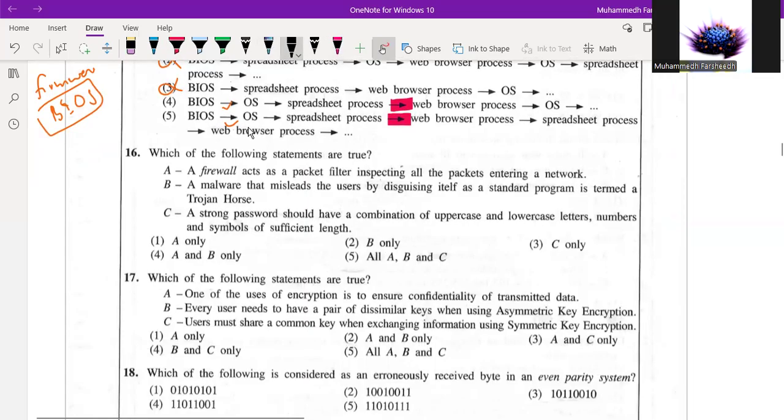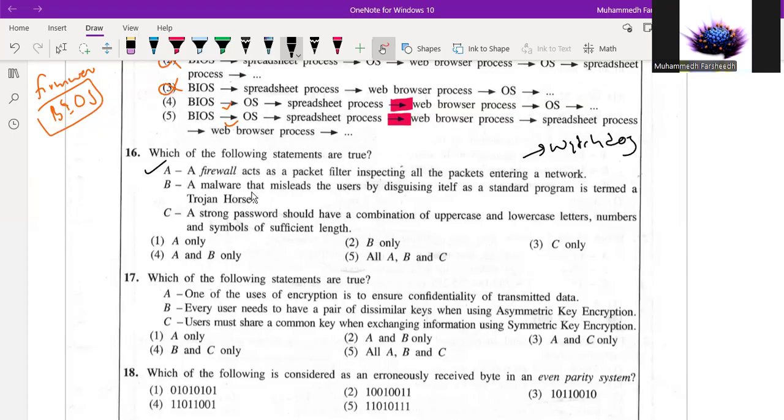They are asking which of them are true. Okay. A firewall acts as a packet filter, inspecting all the packets entering the network. Yes, it works like a watchdog. It sniffs all the packets. It looks through all the packets and checks whether it is okay to enter, just like a watchdog that stays behind your gate and checks all the people entering and exiting. If there is a suspicious person, this guy barks. And in a firewall, that stops. We have something called an intrusion detection system. Anyhow, the first one is going to be correct.